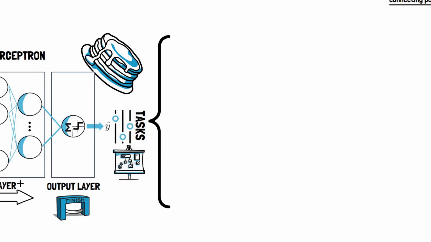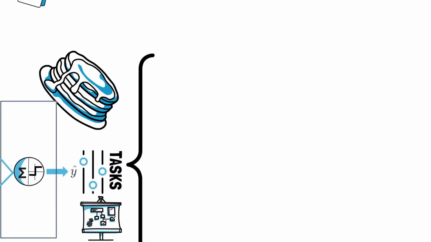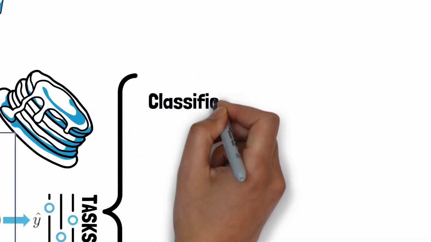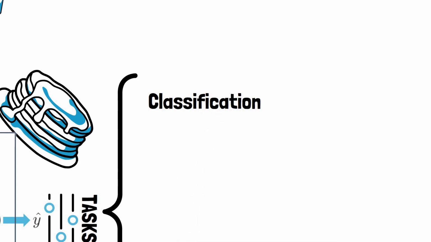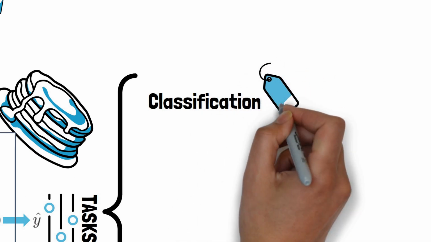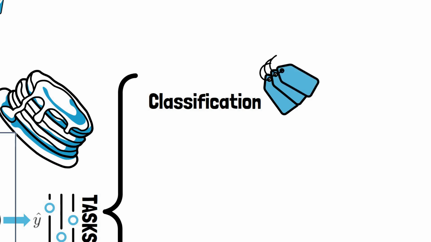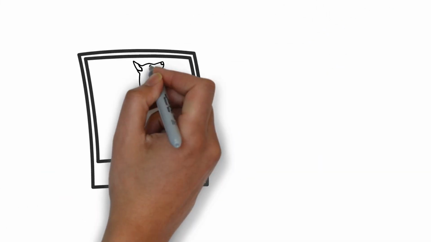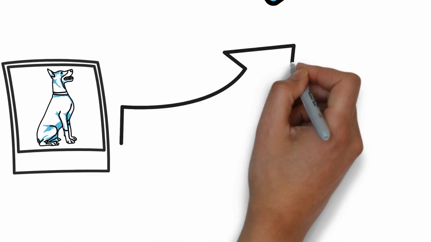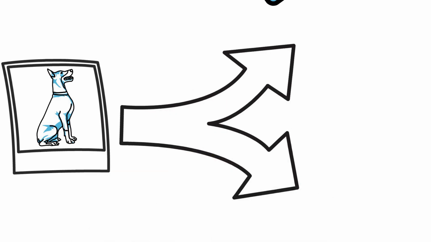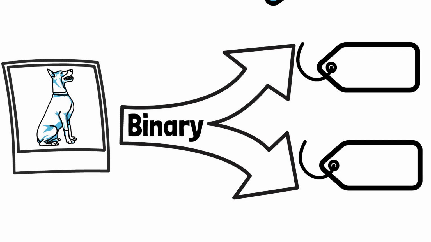First off, we need to define the task we want the model to perform. We might want our model to perform a classification task, that is, categorize input data into predefined classes or labels. For example, recognizing whether a picture contains a dog or not. This would be a binary classification task, predicting one of two classes, dog or not dog.